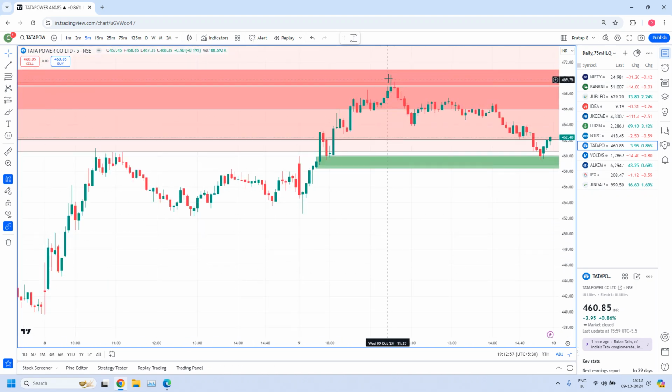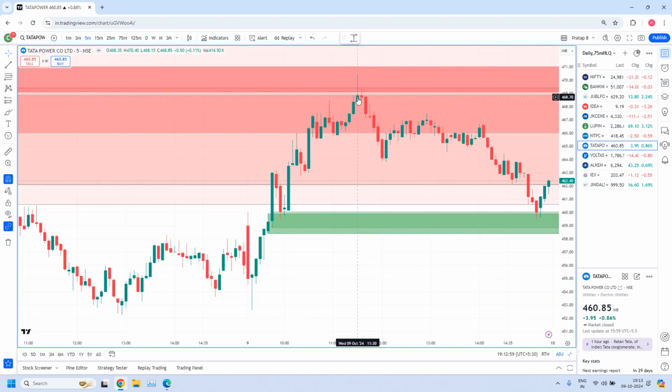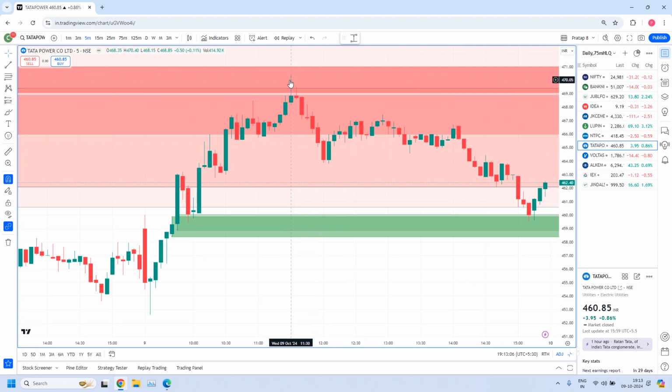The prices entered into this area at 11:30. The prices entered and we got the entry. After that, see the rejection. And then finally the prices reached this 15 minute zone.